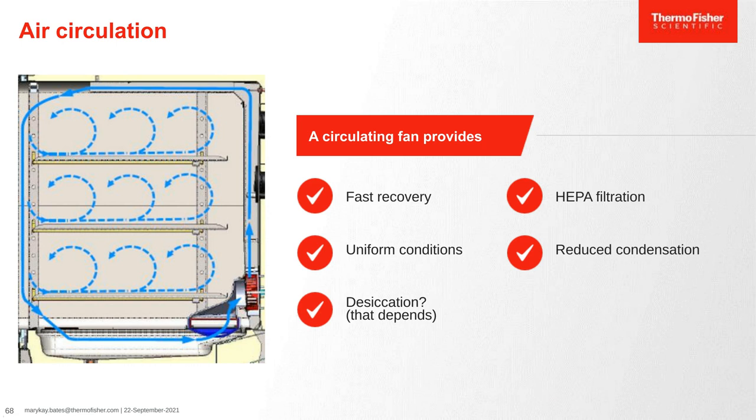A circulating fan also provides the opportunity for HEPA filtration. You can't have HEPA filtration unless you have a mechanical method for passing the air through the HEPA filter. And also, a circulating fan helps to reduce condensation so that you don't have those puddles of humidity where microorganisms could survive.